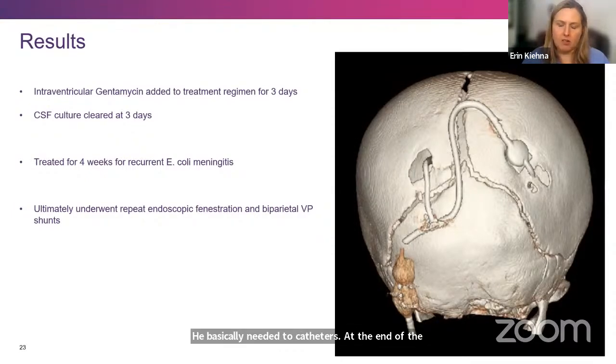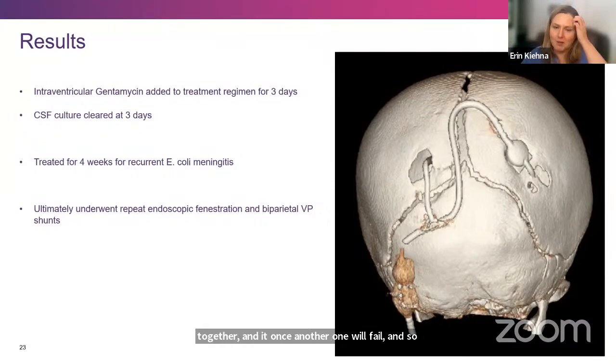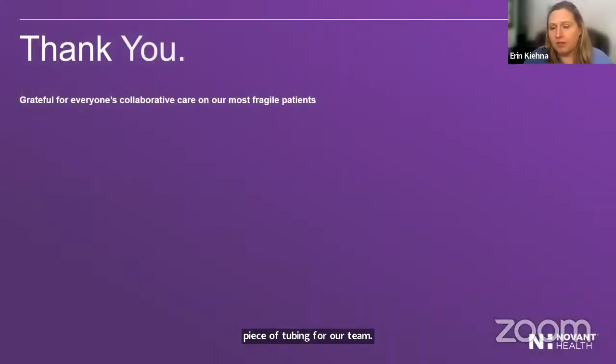And I show this picture because he was 7 months old now, and he fell backwards, and he managed to pop my elaborate shunt system off the valve. So once again, you put a great, beautiful new shunt together, and another one will fail. And so fortunately, that was just a reconnection with a longer piece of tubing for our team. But I hope this gave you guys a good overview of shunt infections, and I'm really grateful to everybody's collaborative care on our most fragile patients.